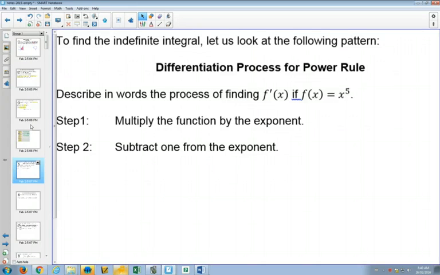Now, remember what we did when we differentiated a power rule. All we did was brought that number out in front and subtracted 1 from the exponent. So if those were our two steps for doing the power rule, how would we reverse those steps? How would we go backwards?